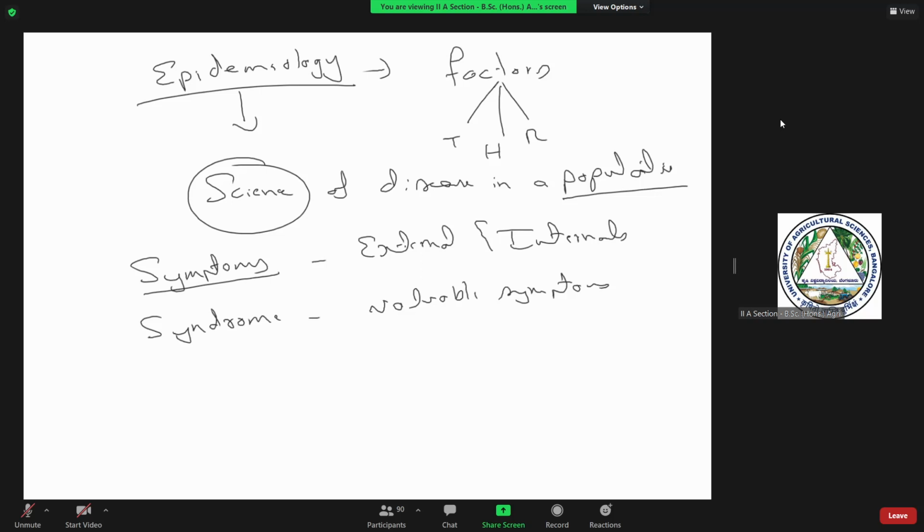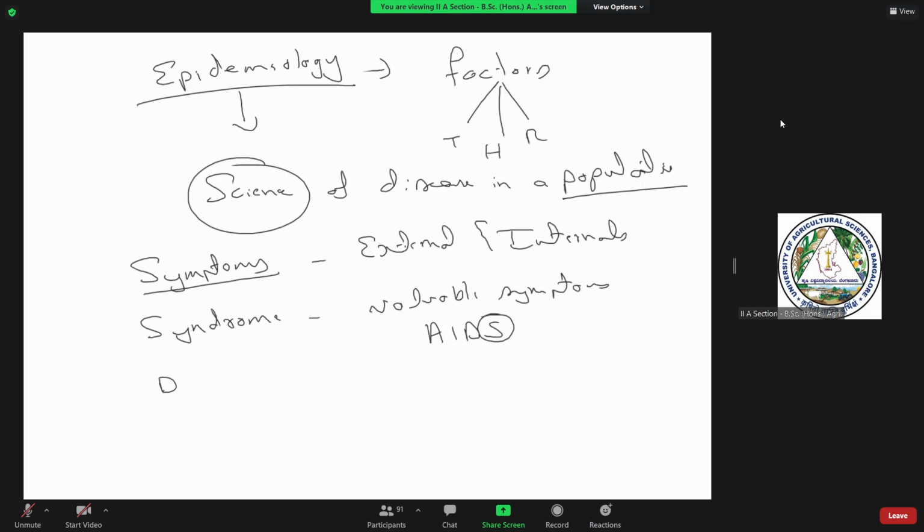And those are the valuable symptoms by which a disease is recognized. I can give one of the examples, like your AIDS, acquired immunodeficiency syndrome. So what is that? A syndrome means it is producing different types of symptoms and by which it can be recognized. Yeah? This is one way of understanding a symptom or a disease again.